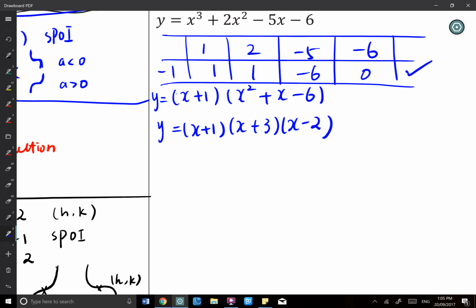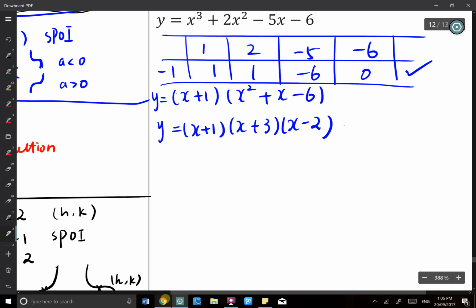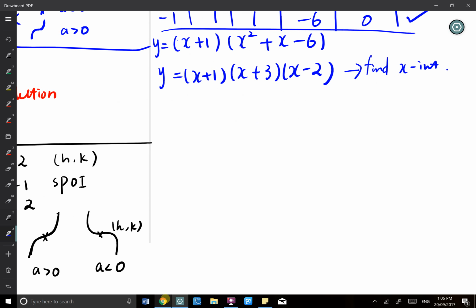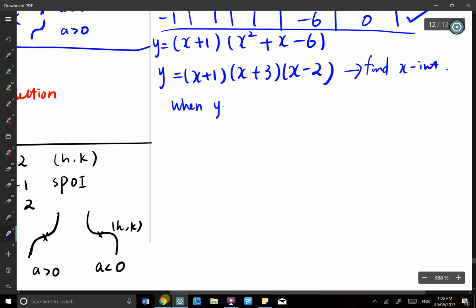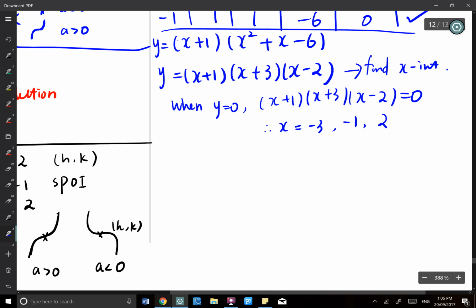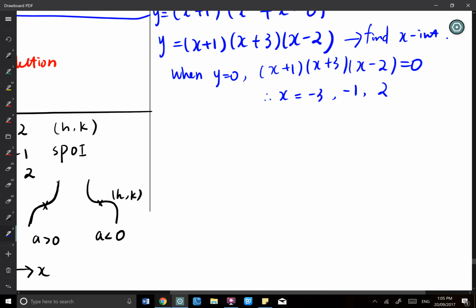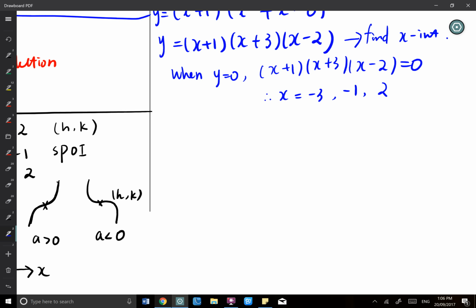Okay, why do I want to make it into the factorized form? Because I want to find the x-intercept. If I don't know that, I can't find the x-intercept. So what is the x-intercept? It is when y equals 0. x plus 1, x plus 3, x minus 2 equals 0. Therefore, we have x equals -3, -1, and 2 as my x-intercepts. I'll definitely have x-intercepts there because when x equals those, your y will be 0.